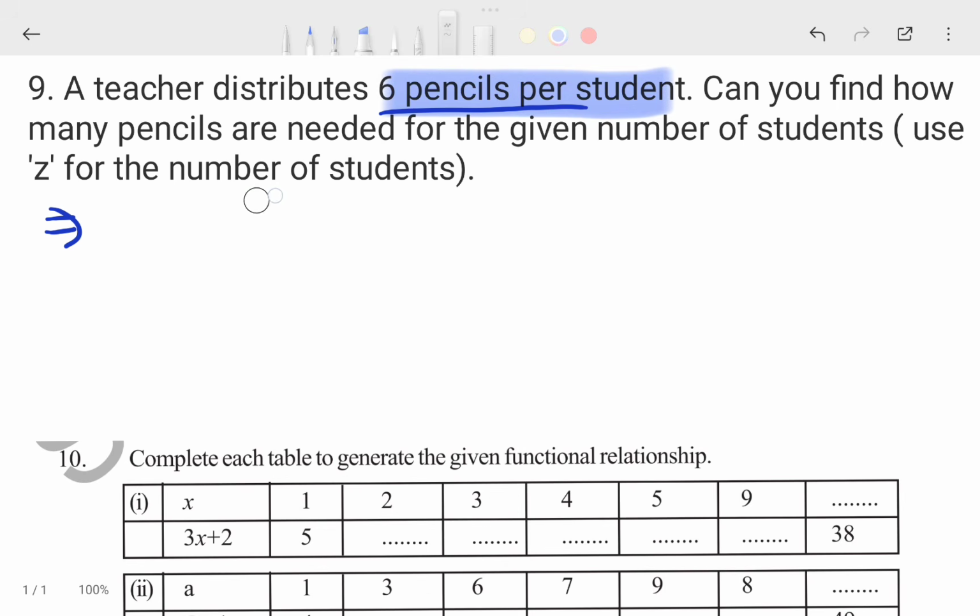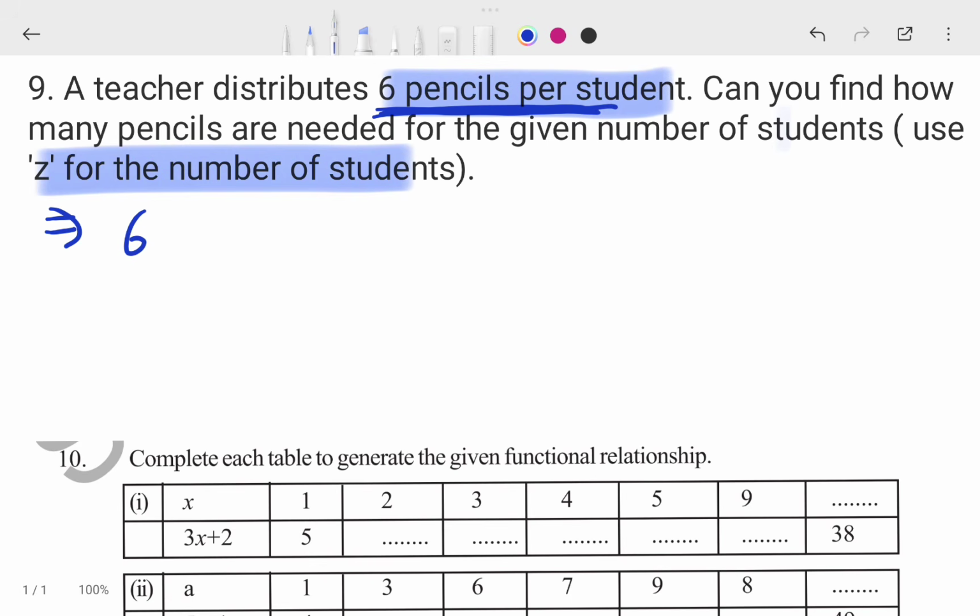Next, read the question. A teacher distributed 6 pencils per student. It means that 1 student gets 1 pencil, the second one too, like that. So can you find how many pencils are needed for the given number of students? Use Z. Suppose he is giving 1 pencil to 1 student. So how many pencils does your teacher have? The teacher has 6 pencils, and the 6 pencils are distributed to the 6 students.